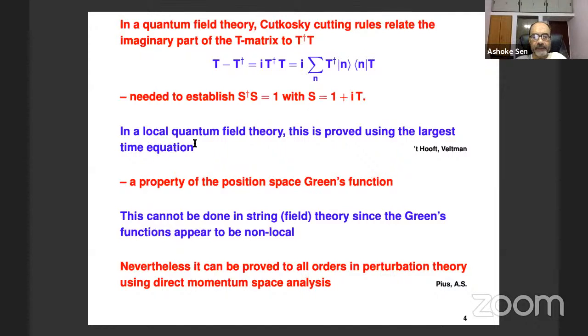Now in a local quantum field theory, this is proved using the largest time equation, and that is a particular property of the position space Green's function. Unfortunately, this cannot be done in string theory or string field theory because the Green's functions that you get from string theory in position space appear to be non-local. Nevertheless, one can prove the cutting rules to all orders in perturbation theory using direct momentum space analysis.